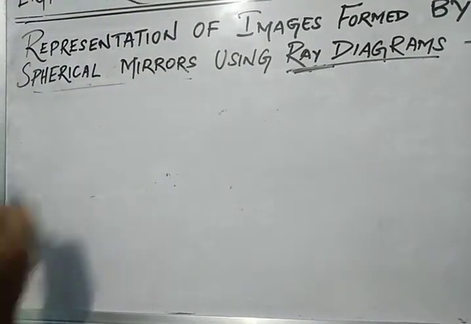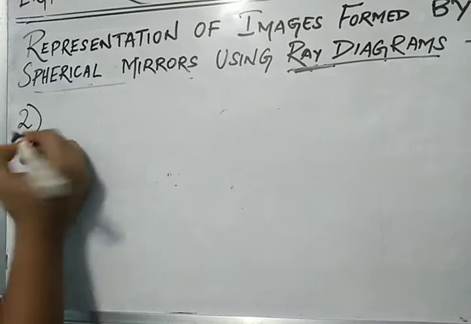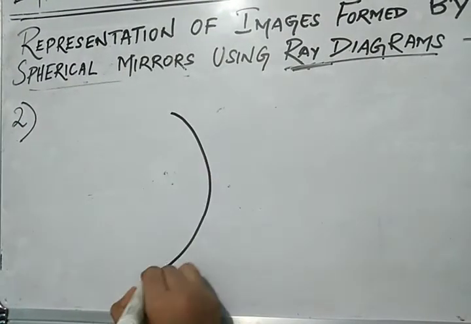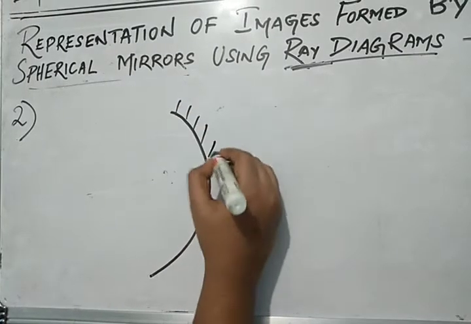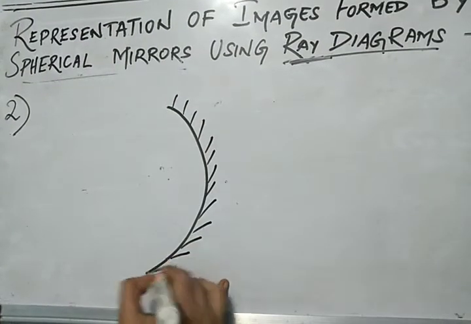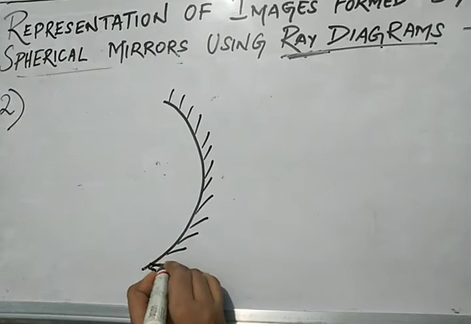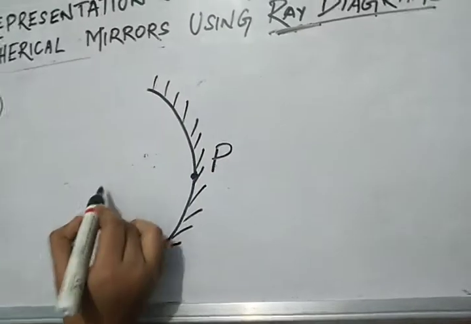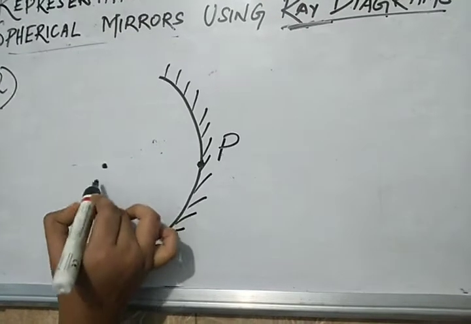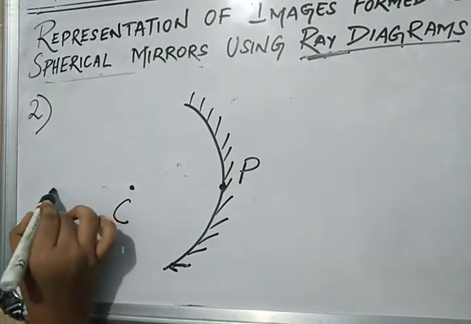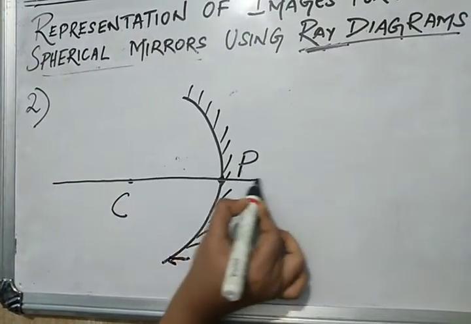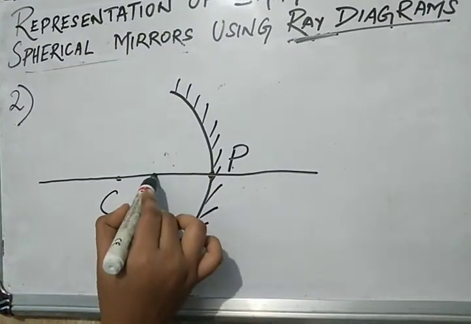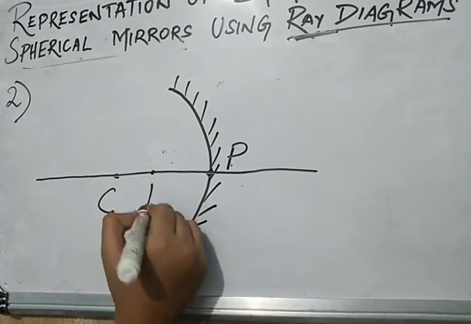Now the second one. I take a concave mirror again and I draw the rough surface. Here's the pole of the mirror. Here is the center of curvature. Alright. Then I draw my principal axis. In between the pole and the center of curvature lies the principal focus.